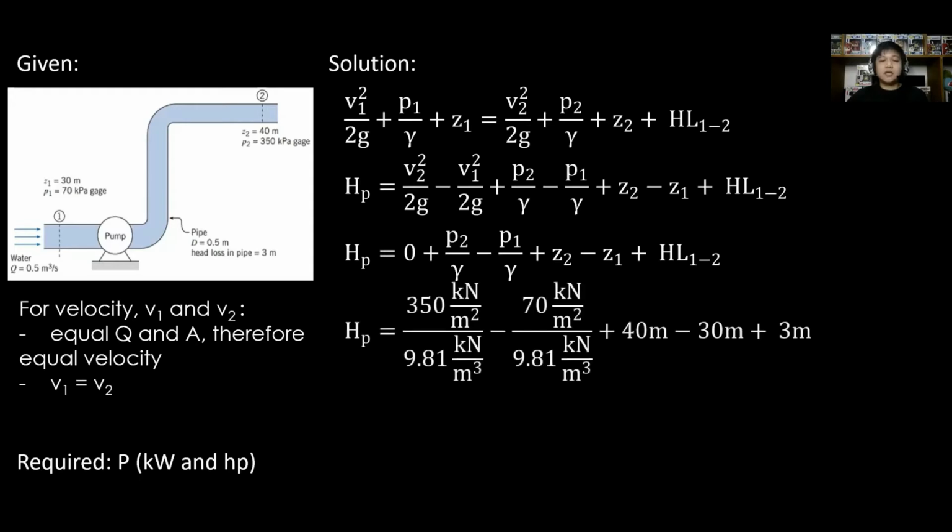Substitute in the equation P2 as 350 kilopascals, P1 as 70 kilopascals, unit weight of water as 9.81 kilonewtons per cubic meter, Z2 as 40 meters, Z1 as 30 meters, and the head loss between points 1 and 2 as 3 meters. Therefore, the required energy head for the pump is 41.542 meters.